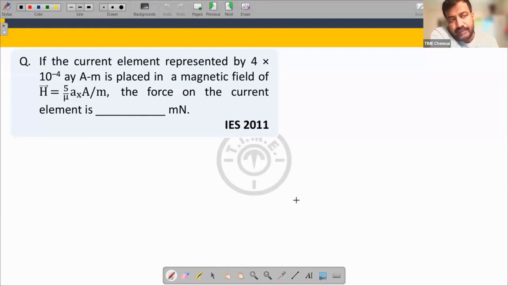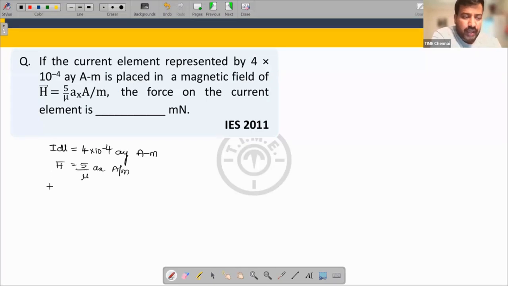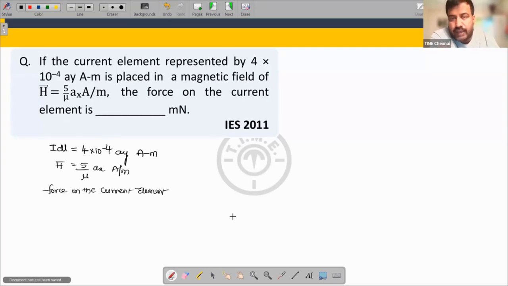If a current element represented by I dL given by 4 into 10 power minus 4 aY unit ampere meter is placed in a magnetic field of H, which is 5 by mu aX ampere per meter, then the force on the current element is asked. So try and solve this. Force on a current element.